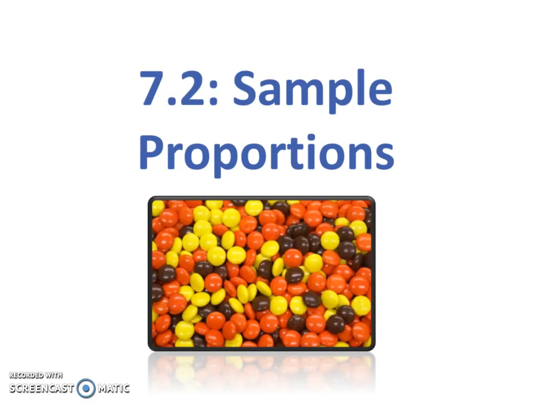Hi everyone, we are beginning our second section of Chapter 7. Our chapter is all about sampling distributions. We learned in the first section what the basics of a sampling distribution are. This section is going to focus on proportions, and the next one will focus on means.